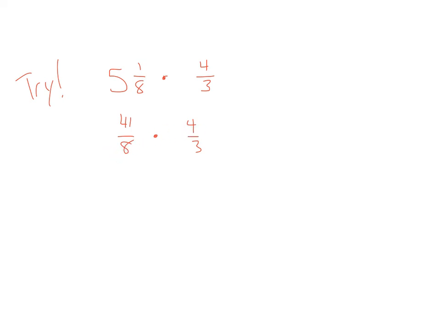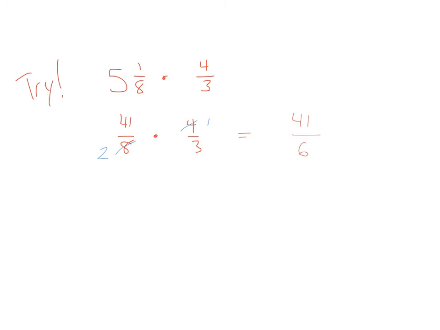What's the greatest common factor of 4 and 8? It's 4. So divide them both by 4. 4 divided by 4 is 1. 8 divided by 4 is 2. Now let's multiply. 41 times 1 is 41. 2 times 3, though, is 6. So here's the question. Should I leave it?